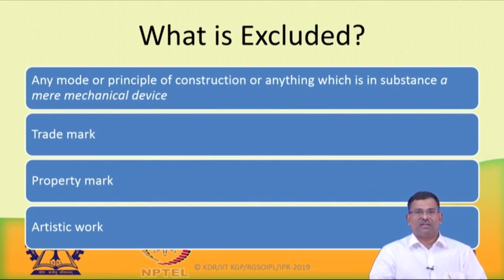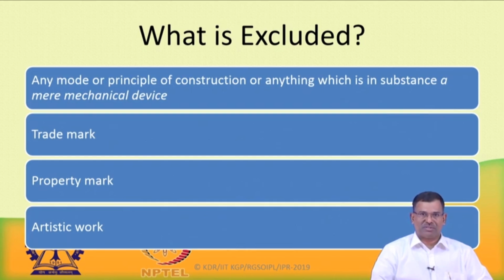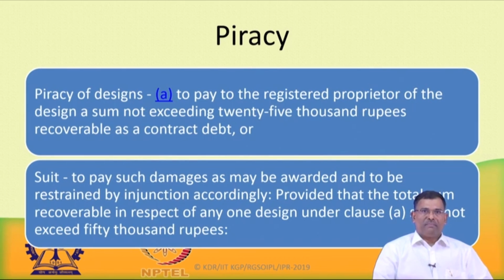There are some exclusions as well from the registration of designs. That means any mode or principle of construction, or anything which is in substance a mere mechanical device, is not registrable. A trademark cannot be registered as a design, a property mark cannot be registered as a design, and artistic works cannot be registered as a design. All these are appropriately protected under the Copyright Act, and also we can find them under the Trademarks Act and even the Patent Act.